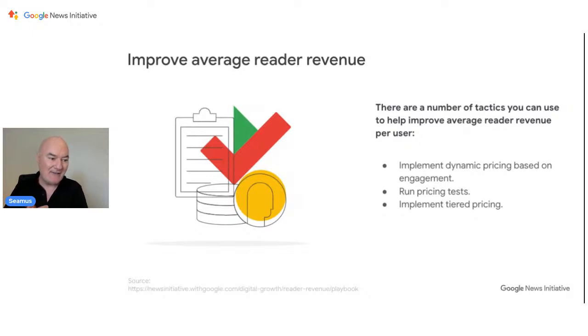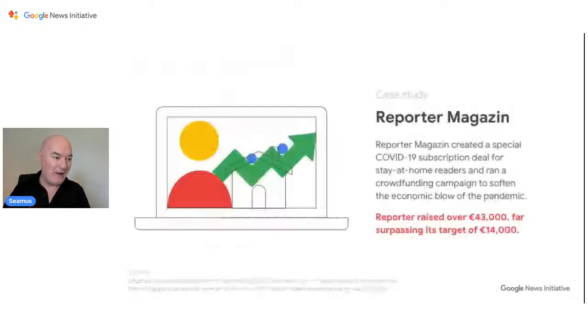So improving the average reader revenue. Some of these tactics, as we say, implementing dynamic pricing based on engagement and running pricing tests, so the A/B tests, can help improve the average reader revenue per user. We can also talk about implementing tiered pricing. This can be very interesting across both subscription and contribution models. News organizations can implement tiered pricing models, different categories, if you like, of their subscriptions and contribution programs. So that's something to look at as well. More on that in the playbook.